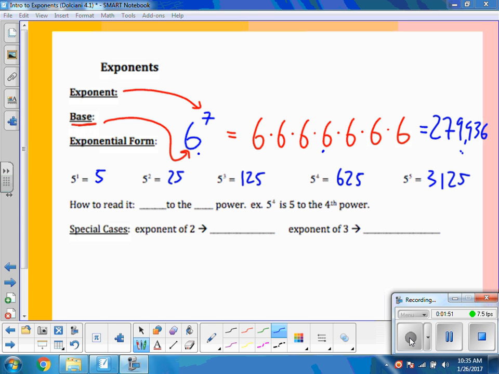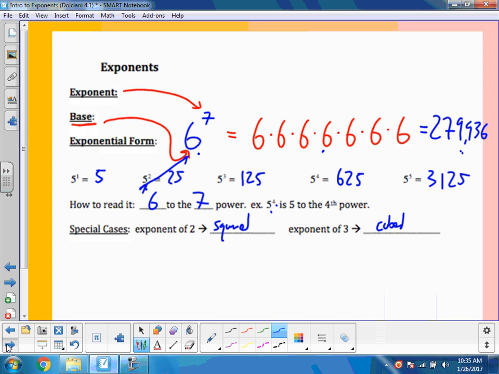So I can read this number right here as 6 to the 7th power, like 5 to the 4th power. But if it has an exponent of 2, you would call it squared. And if it has a 3, you would call it cubed. If it has a 4, you wouldn't call it quad. But a 2 you can call squared, a 3 cubed, and then from then on you can just read it as to the power of.